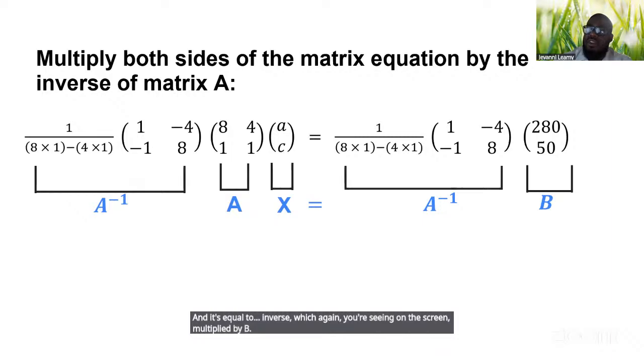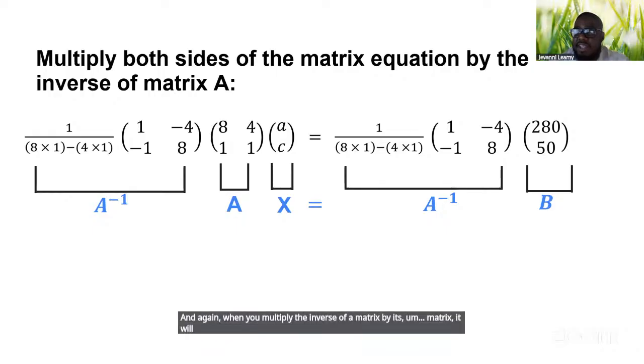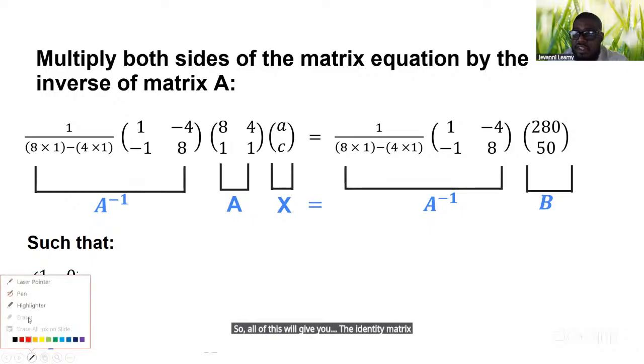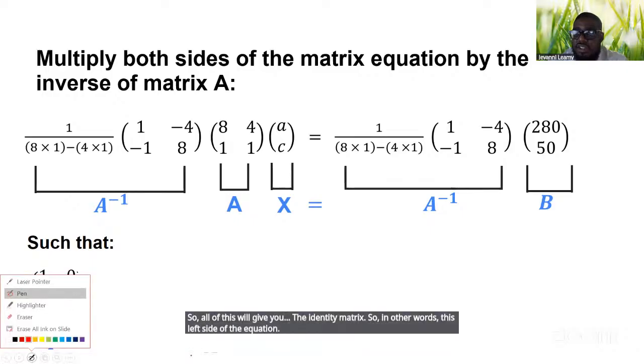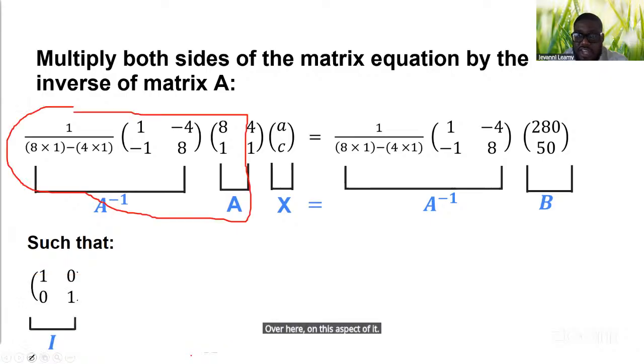And again, when you multiply the inverse of a matrix by its matrix, it will give you an identity matrix. So the left side of the equation over here will give you the identity matrix, which you're seeing down here. Sorry for the bad scribbling, I can't help it every now and then. But that's how you get the identity matrix. All right?